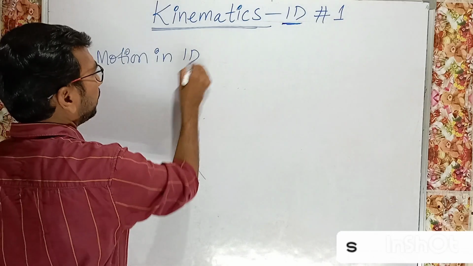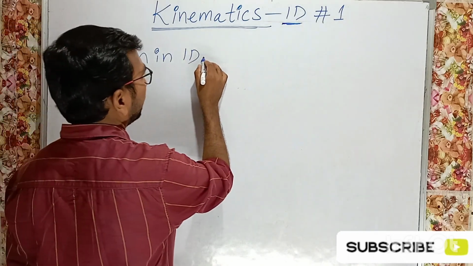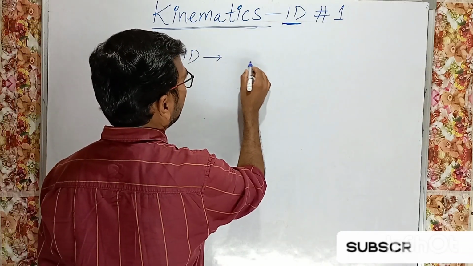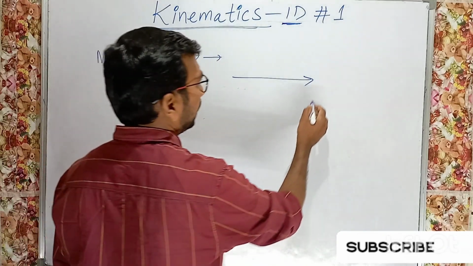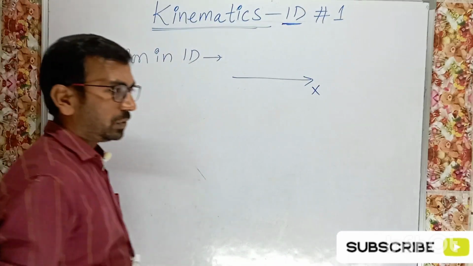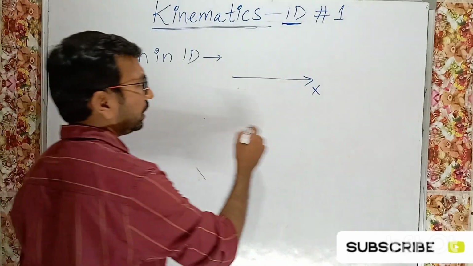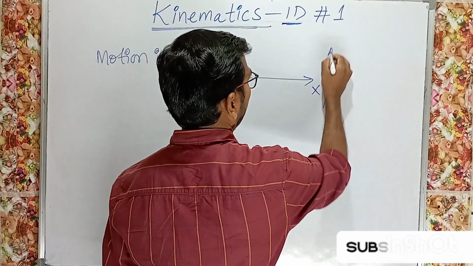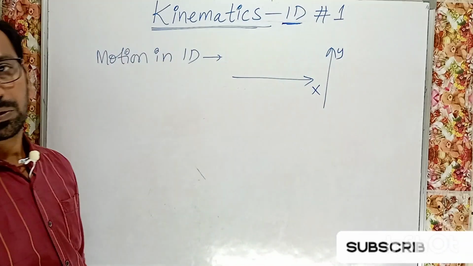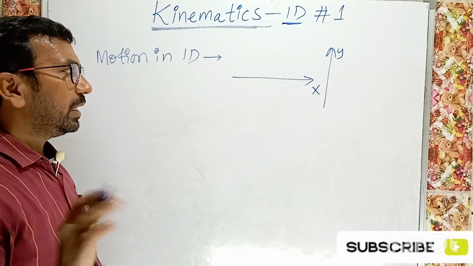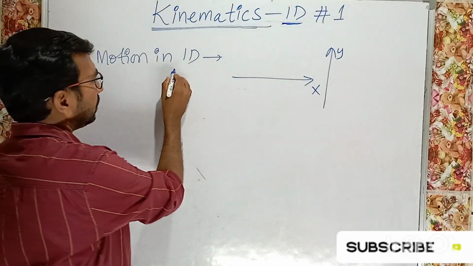Motion in one dimension. If one coordinate is required to describe the position of a body, that motion is called what? One-dimensional motion. Either x coordinate or y coordinate, any one coordinate is required, that motion is called one-dimensional motion. So what is an example?